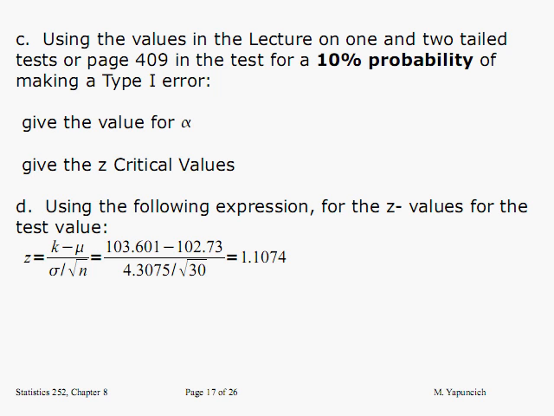Now proceeding along through the questions in the homework, the idea is to use a 10% probability. You don't get to pick it, the question picked it. So if it's a 10% probability, then alpha equals 0.10. And now you have to find the critical values. And to do that, you go back and look at the tables either in the book or in the lecture notes.